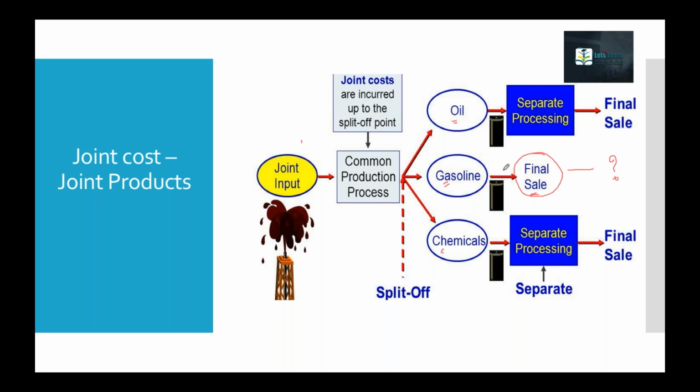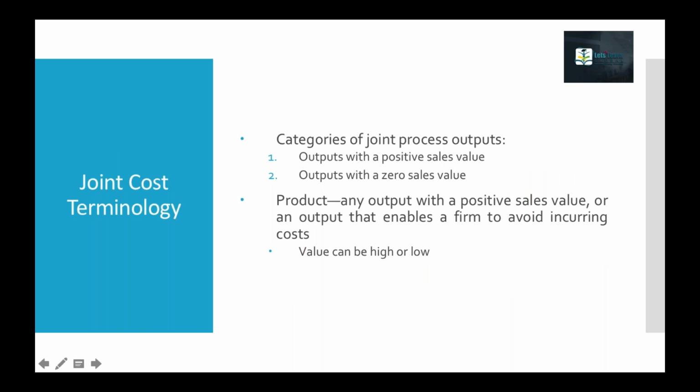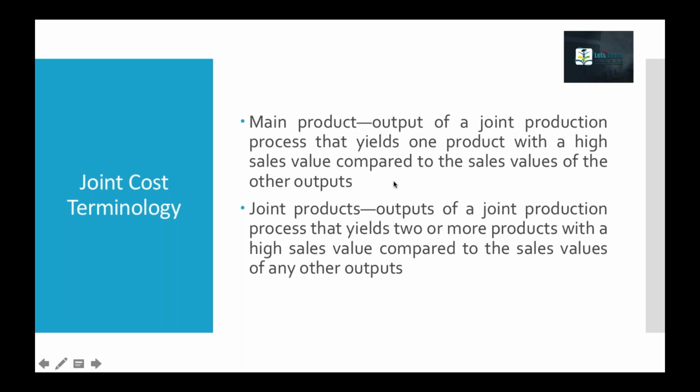It's not mandatory that all the units are to be further processed and sold. There should be a benefit. If there is a customer ready here which is highly beneficial than further processing, of course we can sell it at the split off point itself. Now we have outputs with a positive sales value, and outputs with a 0 sales value. What is that? Some products may have output with a 0 sales value, the byproducts.